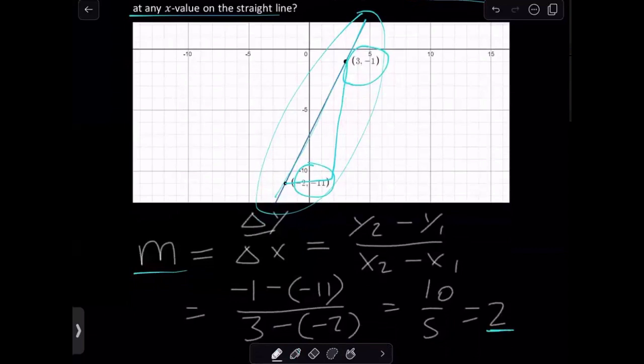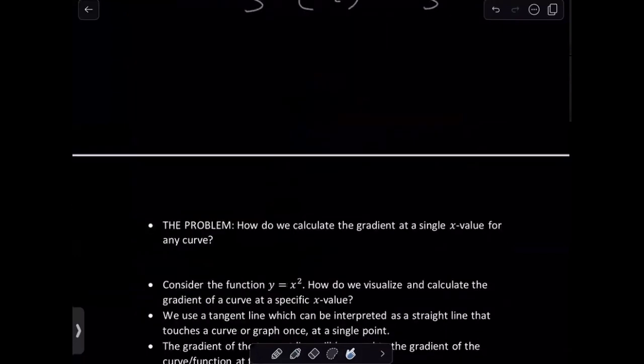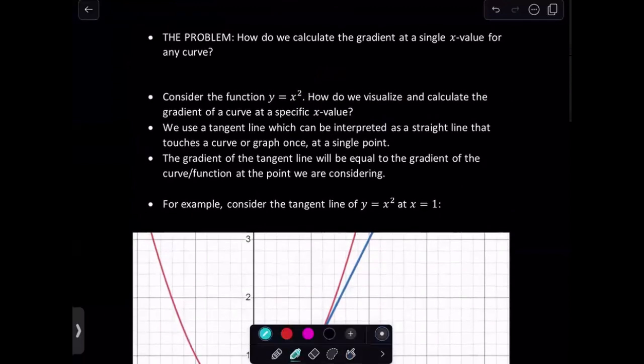If you're interested in finding out the equation of the straight line, it's y = 2x - 7. There's the gradient in front of the x. That's the m in y = mx + c. So that's just a brief reminder of how to calculate gradient and average gradient. Now let's go for the problem.